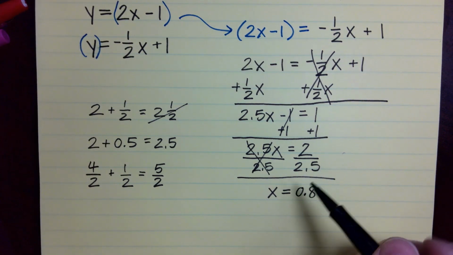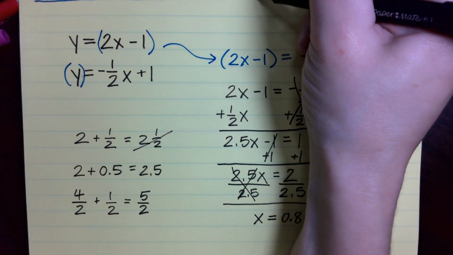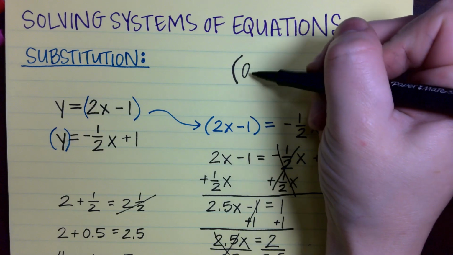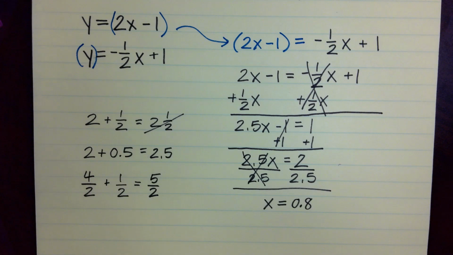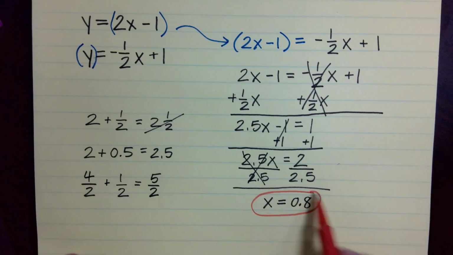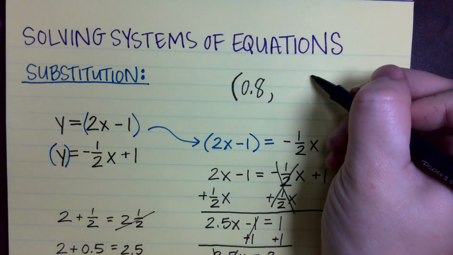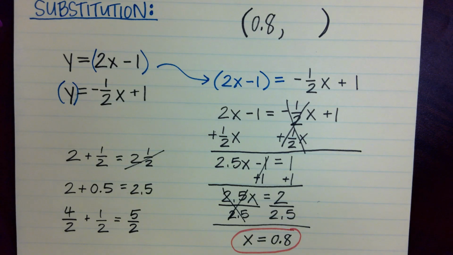0.8. Okay, so remember, our solution to a system of equations is a coordinate, an x and a y. So we know that our x value now is 0.8. We've got our x. What is missing from our answer? Y. Our y value. So now that we have x, what can we do to find y? You could just plug that x in and figure out the equation.